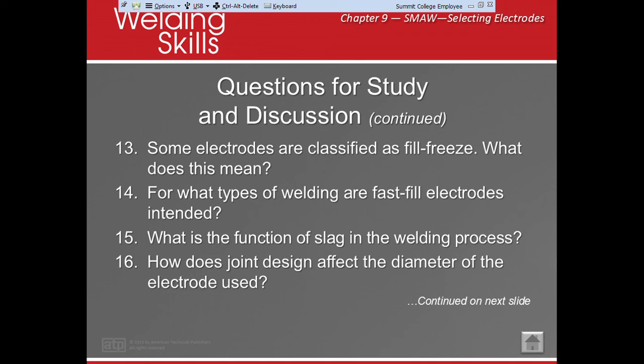How does joint design affect the diameter of the electrode used? On thick metal with a narrow root opening, a smaller diameter electrode is used to deposit the root bead. This ensures complete penetration into the root of joint. Successive passes can be made with larger rods.